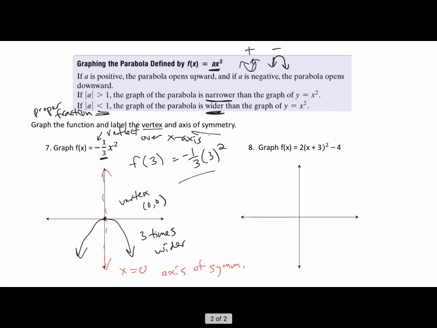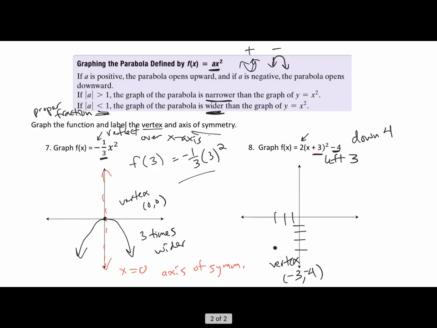Our next example, f of x is 2 times x plus 3 squared minus 4. So a lot of things going on here. There's no reflecting though, so this is going to open up. We have a horizontal shift here. So that's left 3 units. We have a vertical shift that's down 4 units. So left 3, down 4. And that marks our new vertex at negative 3, negative 4.